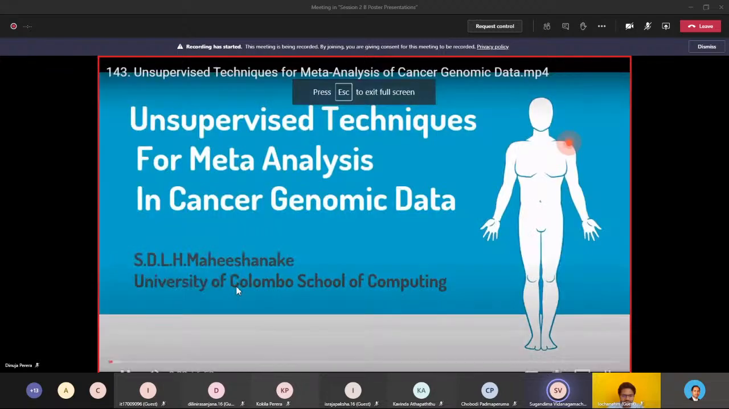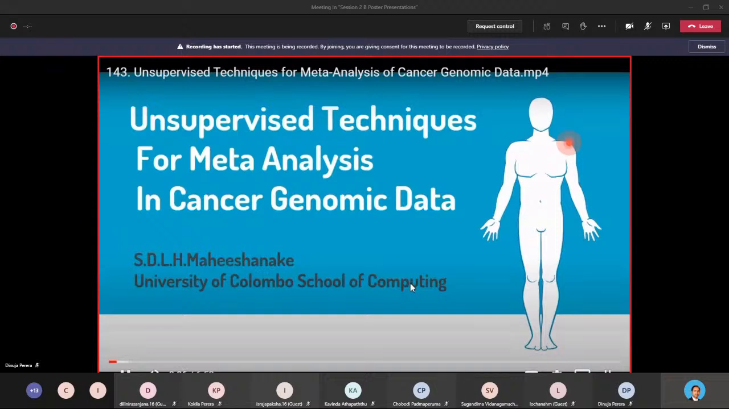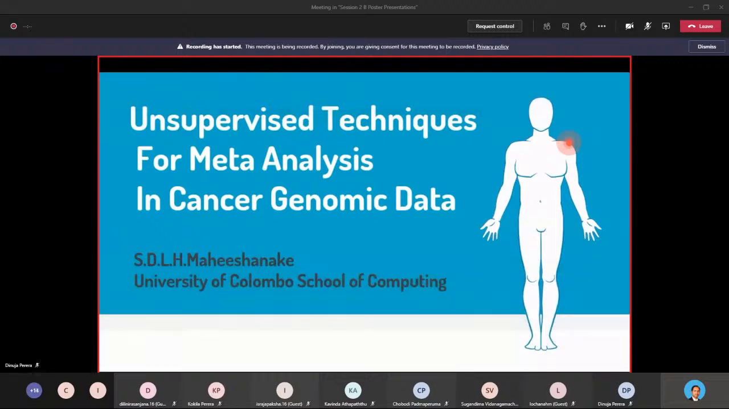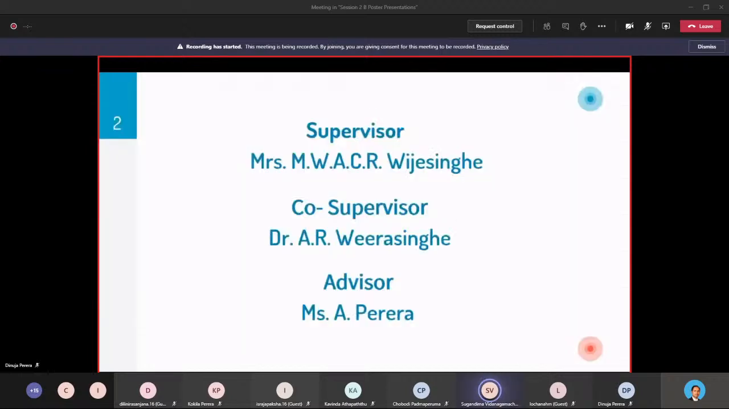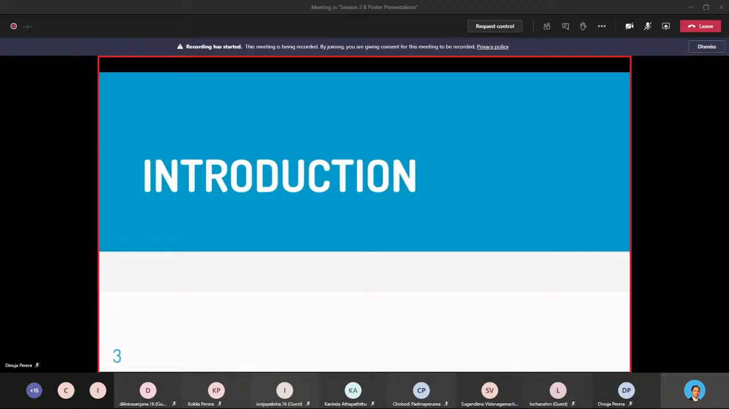Hi all, I'm Lochana Hasitha Maheshanaka from University of Colombo School of Computing. My research topic is unsupervised techniques for meta-analysis in cancer genomic data. My supervisor is Mrs. Rupika Wijesinghe, my co-supervisor is Dr. Ruan Weerasinghe, and the advisor is Ms. Amali Pereira. Let's move on to the introduction.